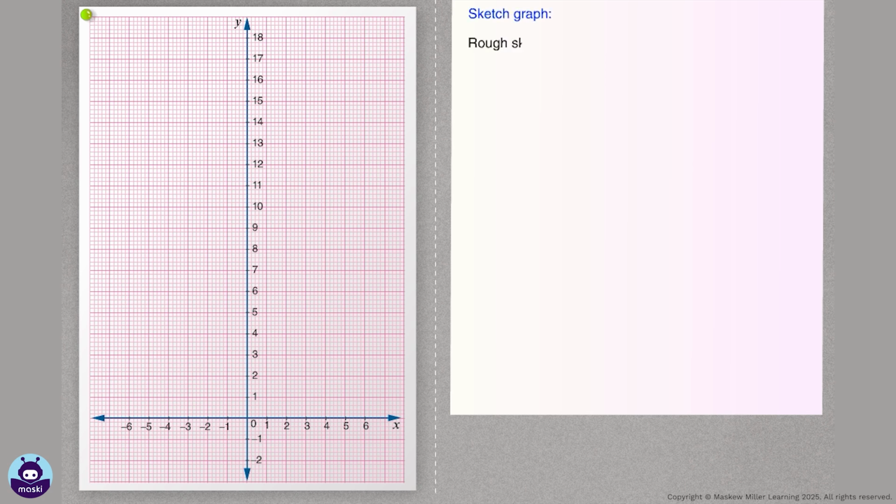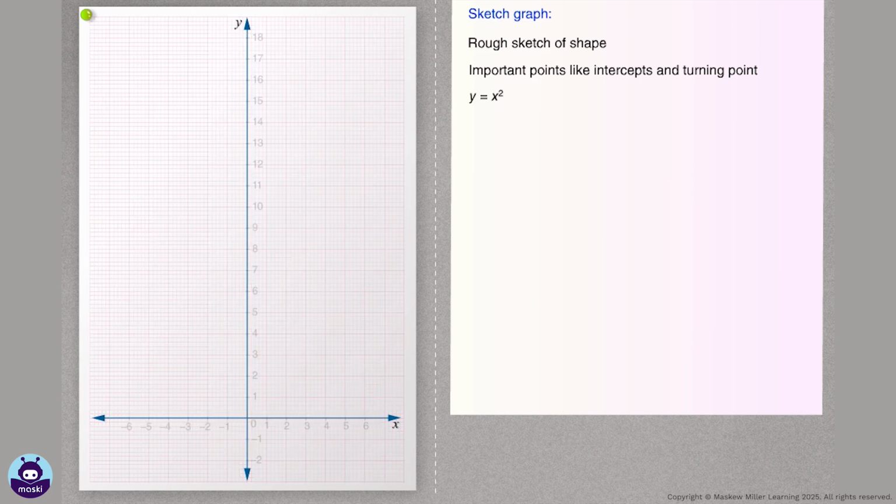A sketch graph is a rough sketch of a function that gives its shape, the intercepts on the axes if they exist, and the turning point. Here, the sketch graph of y equals x squared is drawn.